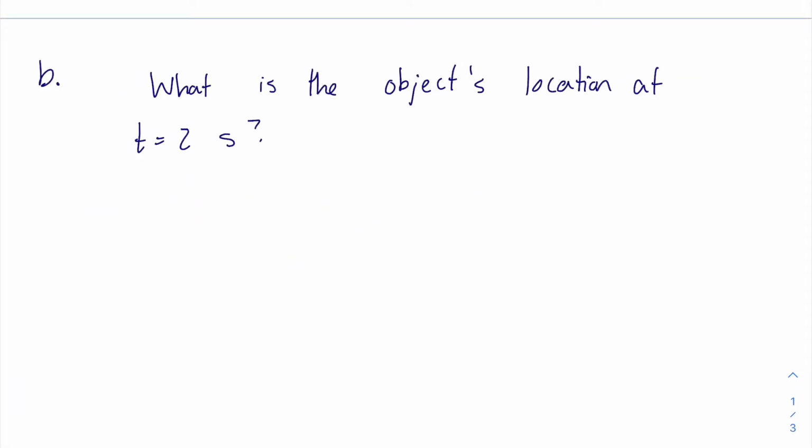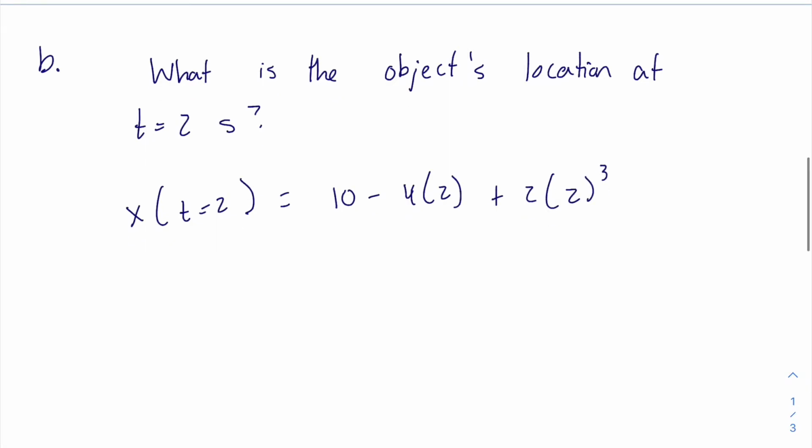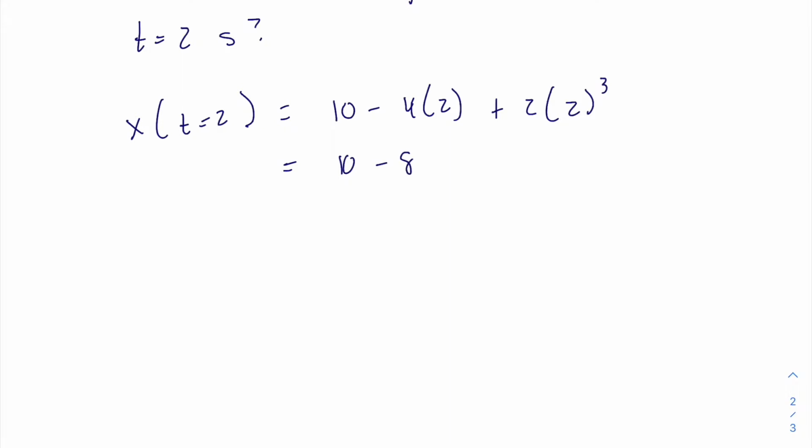Next question, what is the object's location at t equals 2 seconds? You can try to answer this either graphically or by plugging into the equation. If we plug this into the equation, x at t equals 2 is equal to 10 minus 4 times 2 plus 2 times 2 cubed. This equals 10 minus 8 plus, 2 cubed is 8, times 2 is 16. And so this is equal to 18 meters.